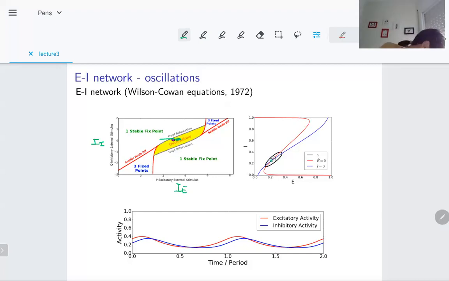So in this pink dot here, if we choose the parameters in this pink dot, what we have is an unstable focus surrounded by this stable periodic orbit. And when we look at the evolution of the firing rate of the excitatory population and the firing rate of the inhibitory one over time, we see this oscillatory behavior.